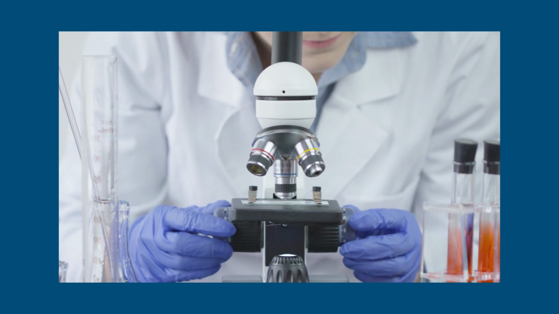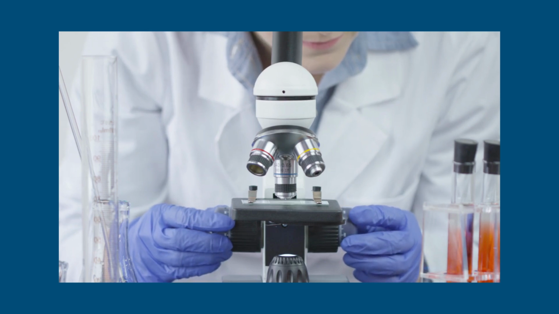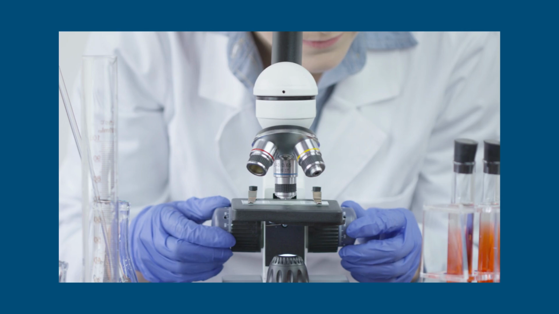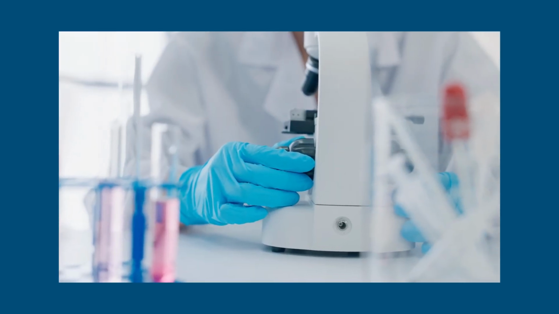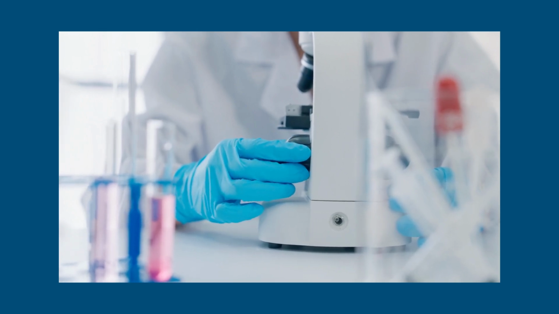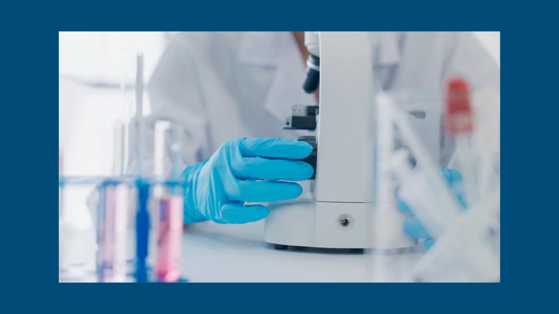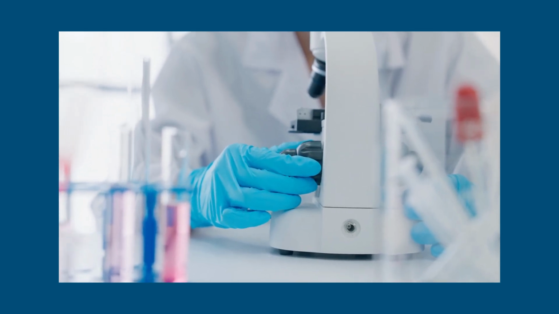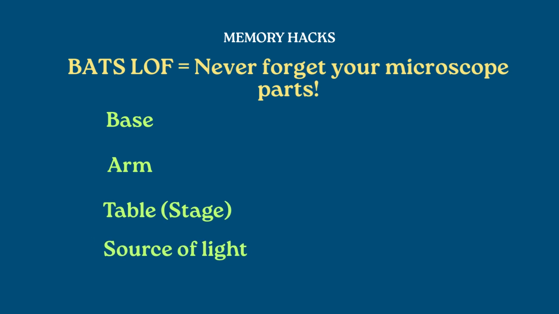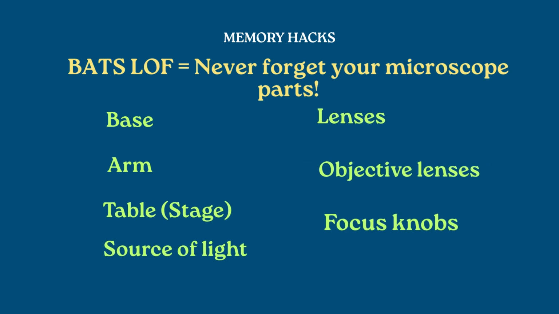These knobs help you bring the image into focus. Coarse focus moves the stage, perfect for starting out. Fine focus makes tiny adjustments so you can get a crystal clear image. Think coarse equals big moves. Fine equals tiny tweaks. Here's a quick way to remember the main parts. Just think BASE, ARM, STAGE, SOURCE of light, LENSES, OBJECTIVE lenses, FOCUS knobs.